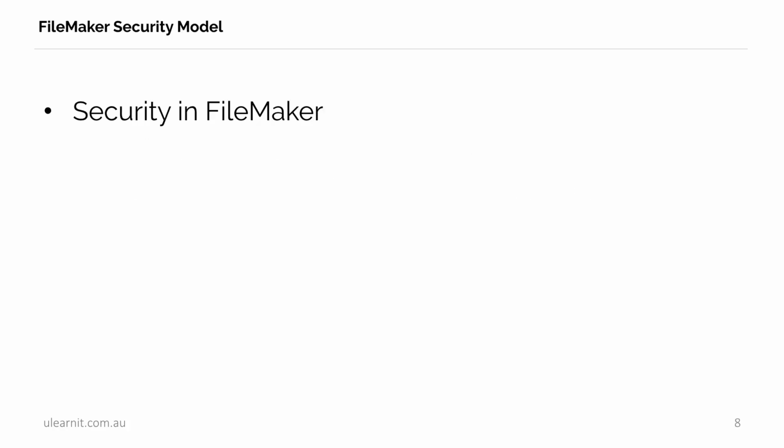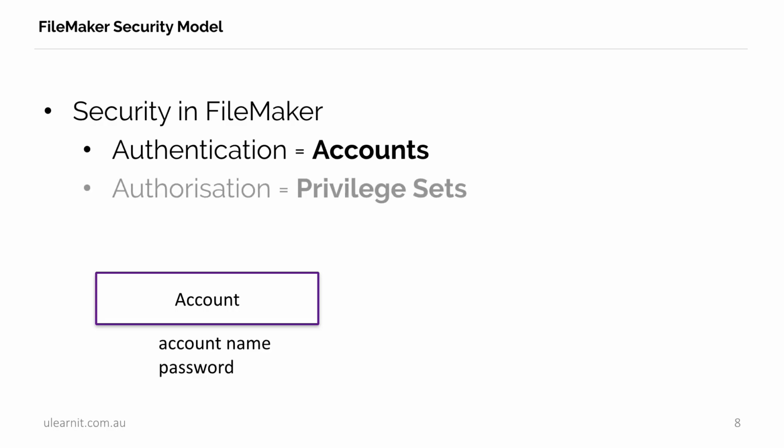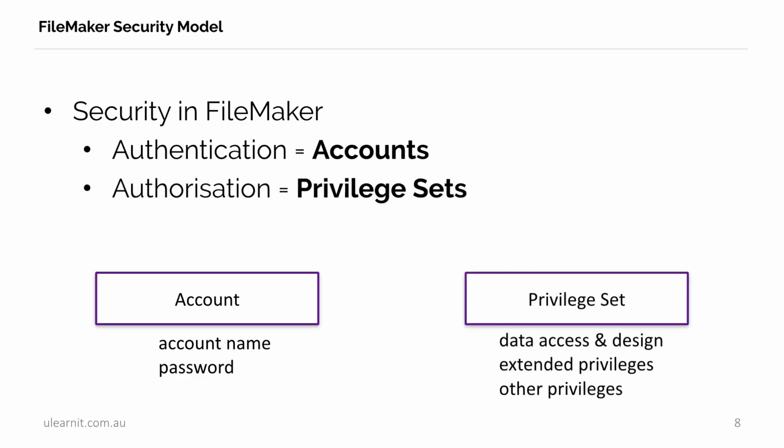When we look at security in FileMaker, authentication is handled by accounts. So accounts have an account name, which is unique within the file, and a password. Authorization is handled with privilege sets. So privilege sets can be quite complex to set up. There are lots of areas that are possible to control, including areas such as data access and design, extended privileges, and other privileges. And we'll have a quick look at that later.